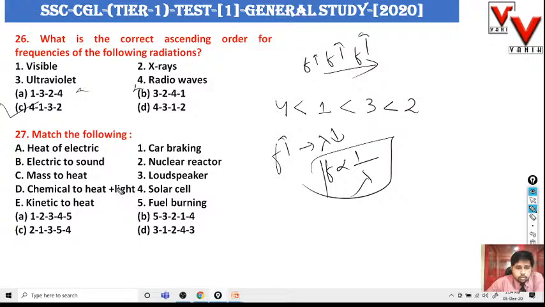Match the following. We have electric heater, electric to sound, heat to electric, mass to heat, chemical to heat plus light, and kinetic to heat. Then we have car braking, nuclear reactor, loudspeaker, solar cell, and fuel burning. We do not have a proper arrangement here.